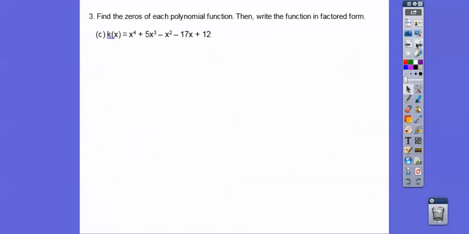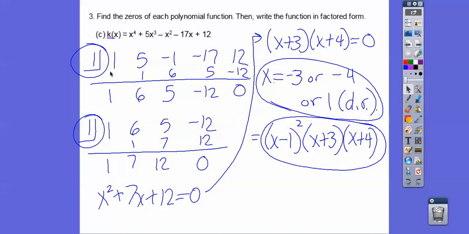All right, here's the next one. So factors of 12. Oh boy, there's lots of them. So let's try 1, 2, 3, 4, 6, and 12. Hopefully 1 will work, and if 1 doesn't, then we'll try something else, okay? So here we go. So 1 worked. Okay, so 1 gave us 0.